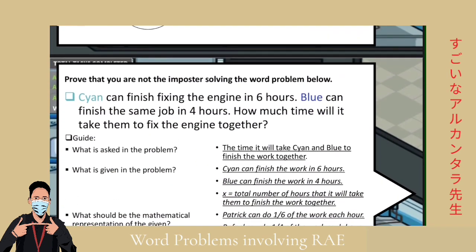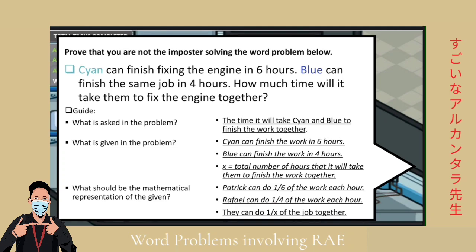So in this case, since it's a work problem or a job problem, what you need to do first is to identify what is asked. So we're being asked about the time it will take cyan and blue to finish the work together, the engine. The given in the problem is that cyan can finish it in 6 hours and blue can finish it in 4 hours. So we'll use x as the total number of hours that it will take them to finish the work together. And again, you can use any variables as you wish.